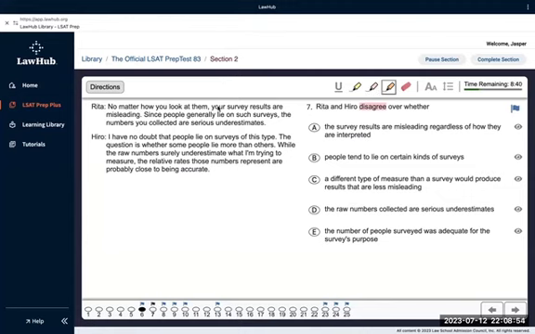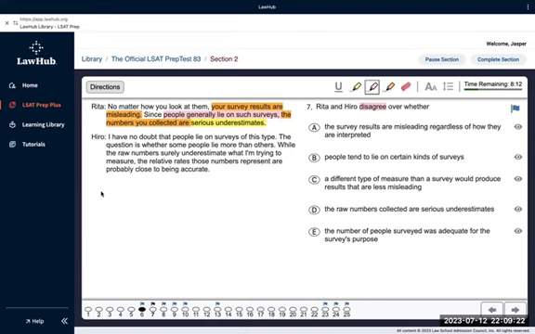Okay, so the results are misleading, and the numbers, more specifically, are serious underestimates. That's the conclusion. And then her support. Let's look at what Hiro has to say.